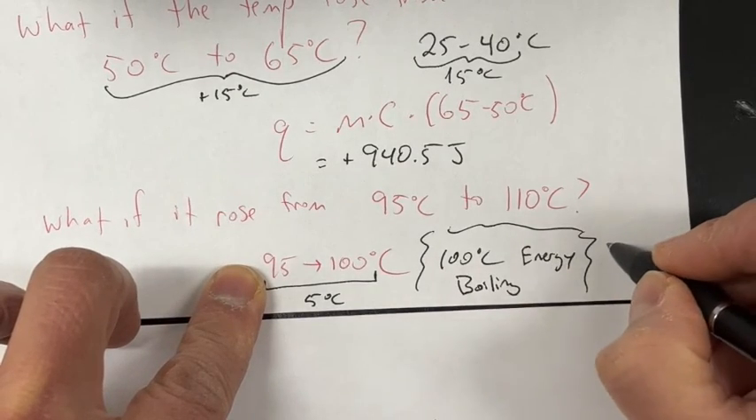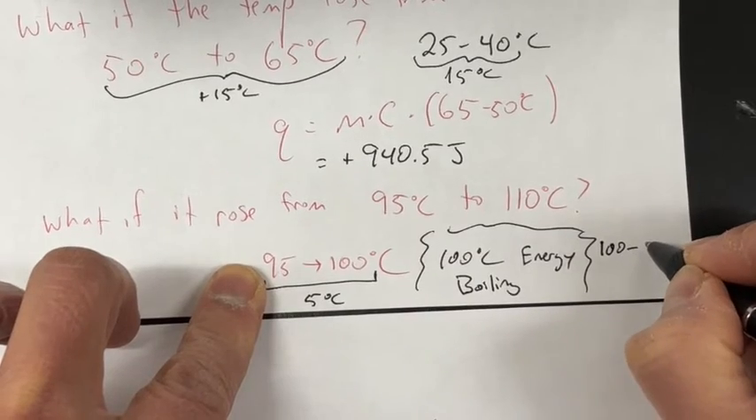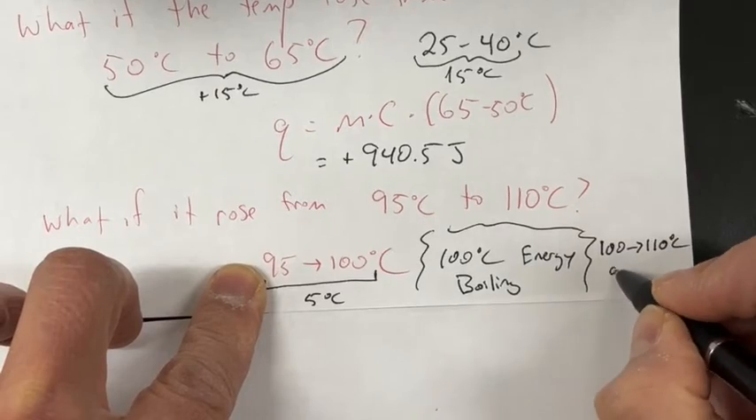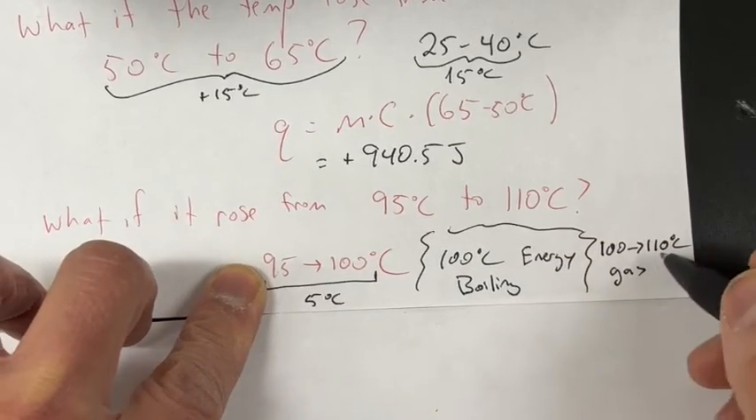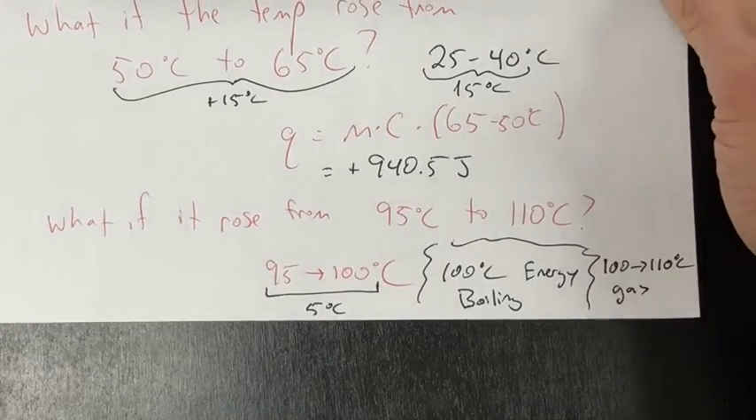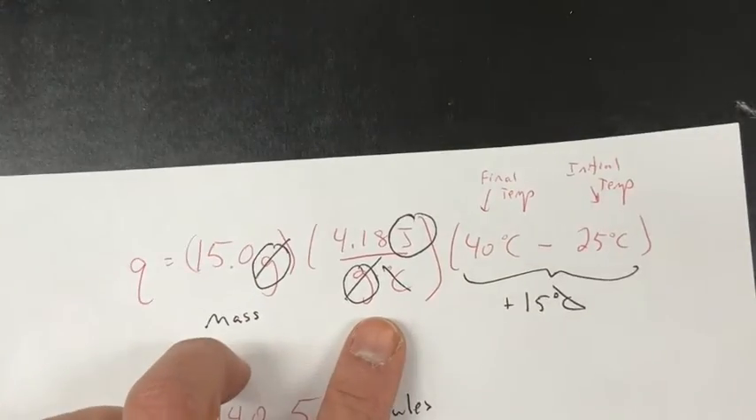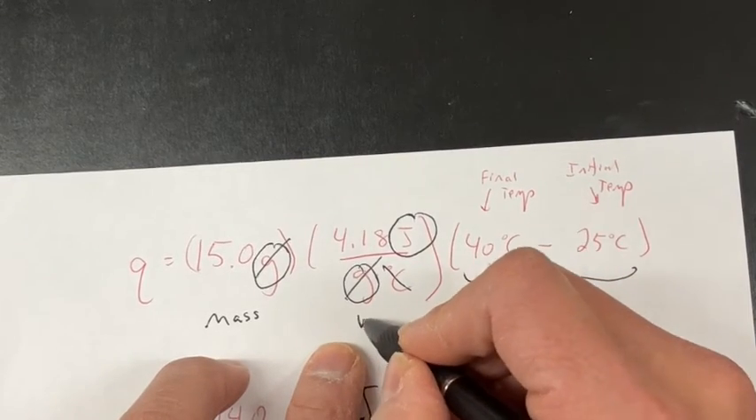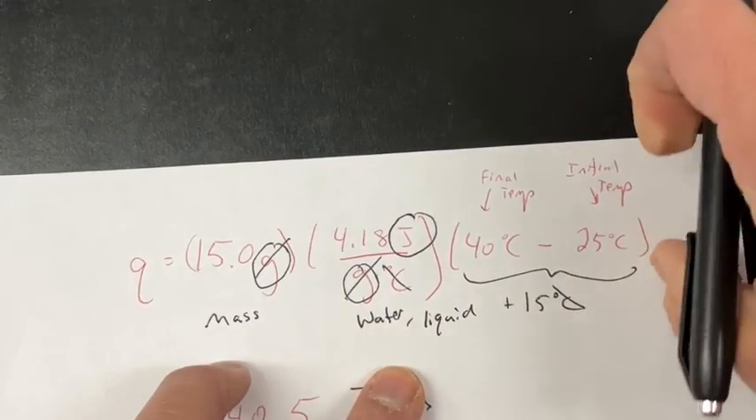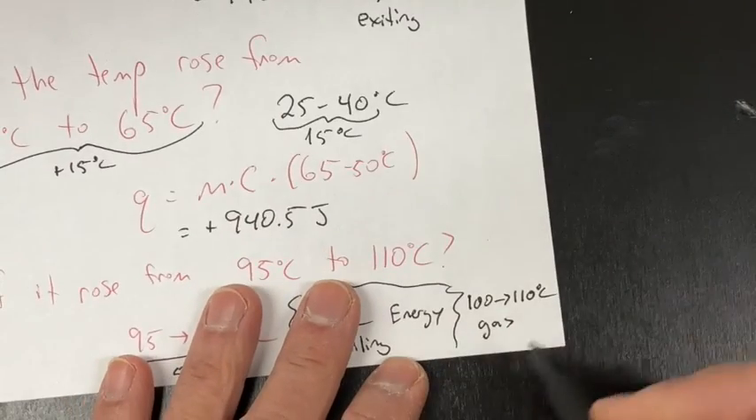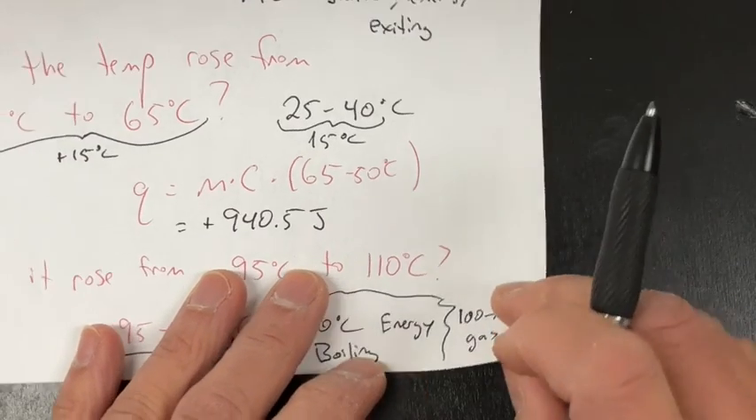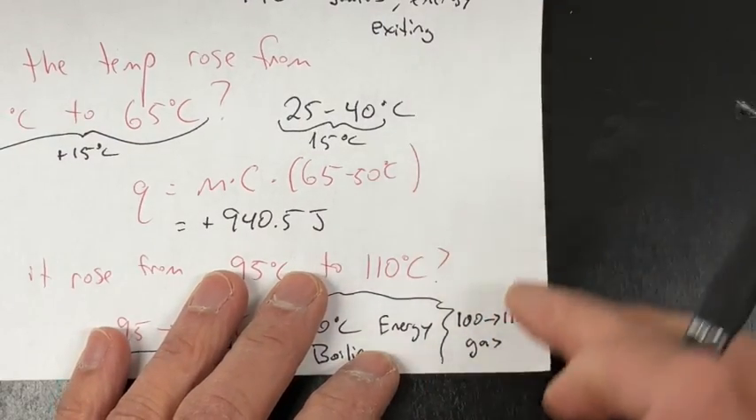And then I can go from 100 degrees to 110 degrees. And that's heating up, but this is heating up a gas. And how is that going to affect my equation? Well, the specific heat capacity I used is for water as a liquid, and a gas is going to have a different specific heat capacity. So that's something you have to think about if you're dealing with a phase change in the middle, but we're not going to do that today. That will be for another time.